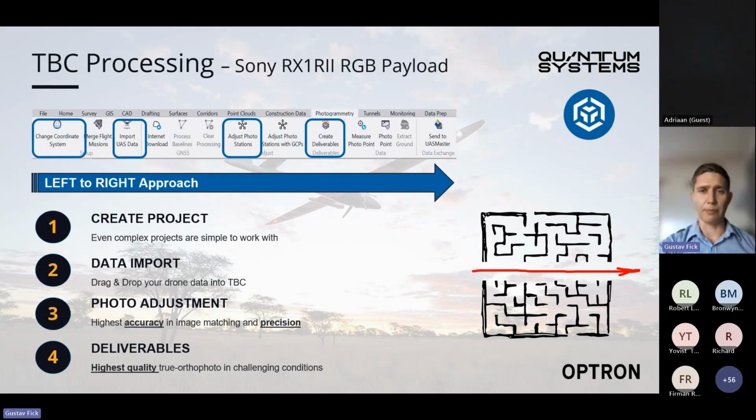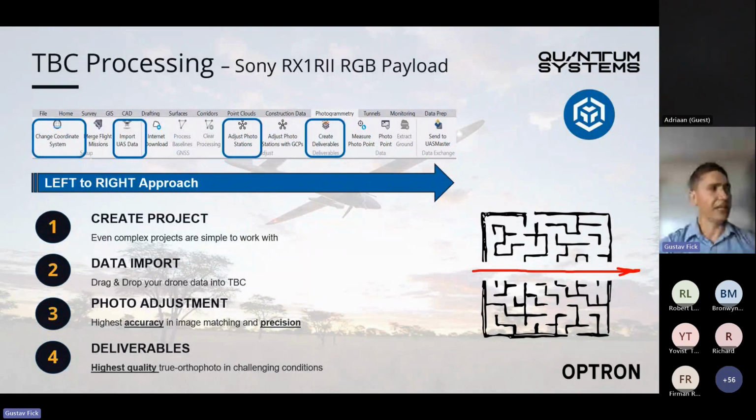You'll start off by creating your project. Next up is your data import. Then you would move over to your photo adjustments. This is your absolute adjustment to do your tie point extractions. Next, if you're making use of your GCPs, there's an additional step to adjust your photo stations using GCPs. And then the final step will be to select and generate your deliverables.